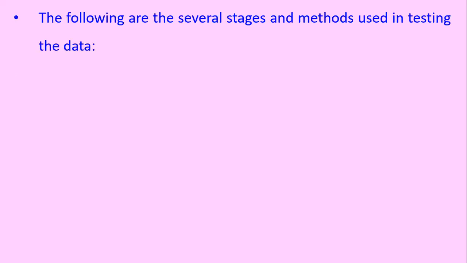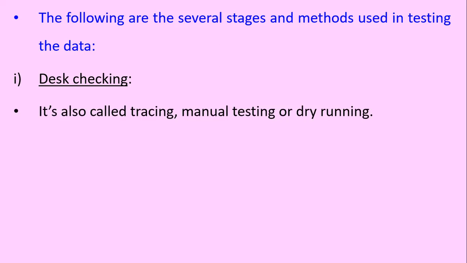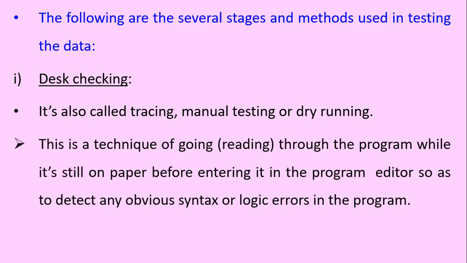The following are the several stages and methods used in testing the data. Number one is what we call desk checking. This is also called tracing, manual testing, or dry running. This is a technique of going or reading through the program while it is still on paper before entering it in the program editor so as to detect any obvious syntax or logic errors in the program.